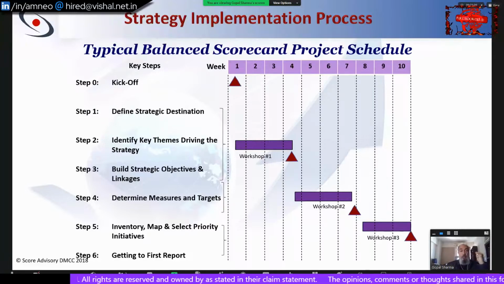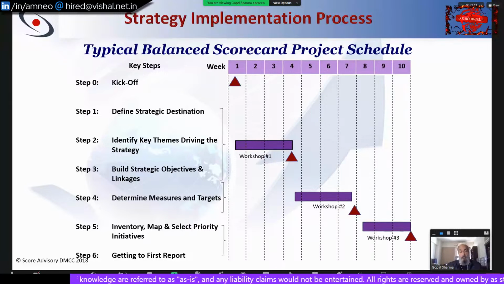The workshops will be at different levels. For example, for developing mission, vision, and values, maybe the senior leadership team and the managers may be involved in different workshop settings to take inputs from them. And then for building the strategic objectives and linkages, it is based on the inputs coming from all the people within the organization and from key stakeholders. For example, you take inputs from your customers and your suppliers, and also your channel partners.